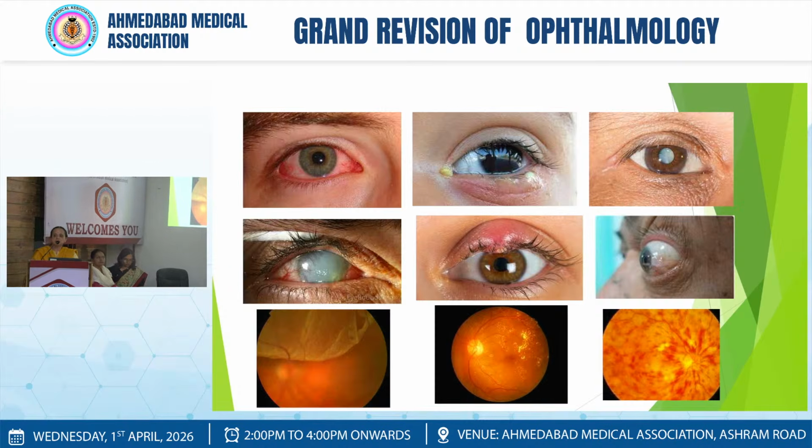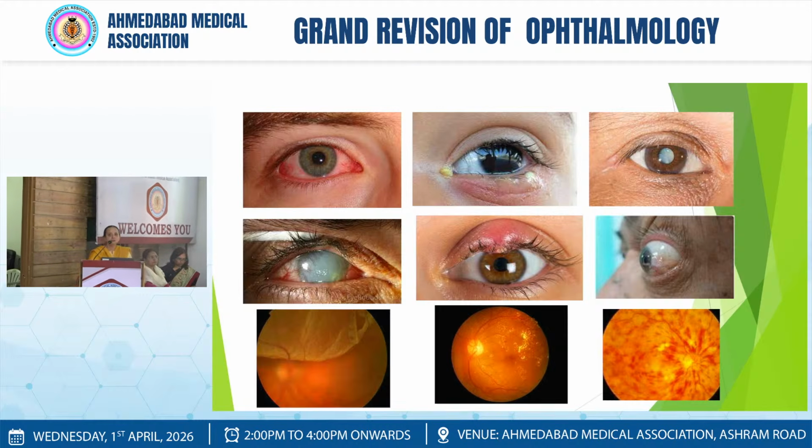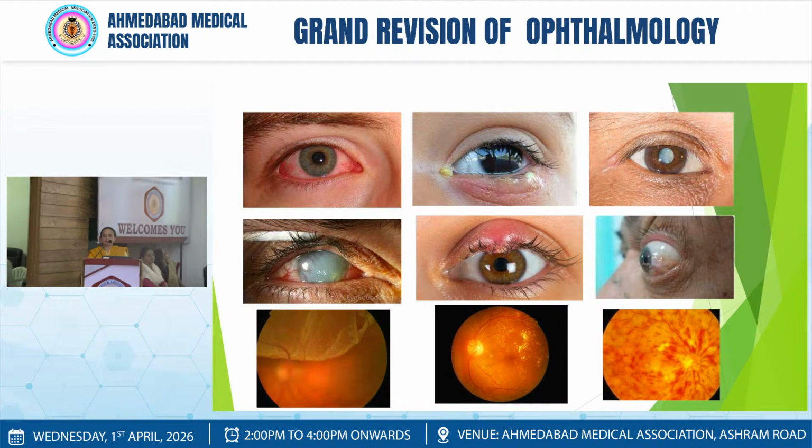There is conjunctival congestion with discharge, watering from the eye. It's a case of viral conjunctivitis. Second picture in the top, you can see there is mucopurulent discharge, a case of mucopurulent conjunctivitis. Third picture on the right top, you can see within the pupillary area there is a pearly white opacity.